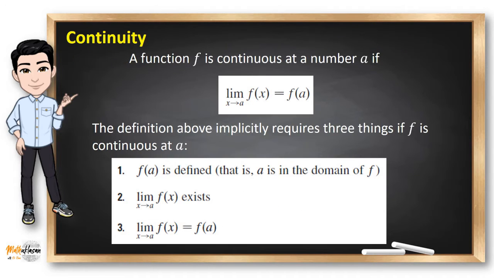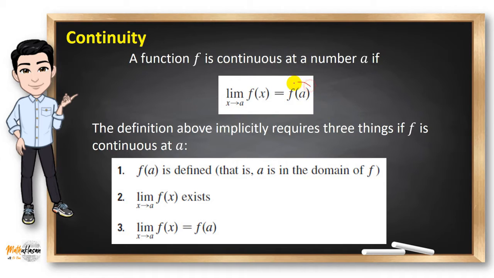Ngayon naman, nakita natin na madali lang ma-determine kung discontinuous ang isang function, depende kung may hole or gap yung graph natin. Pero paano if we need to determine it algebraically? So, ito yung rule pagka ganon. A function f is continuous at a number a if the limit of f of x as x approaches a is equal to f of a.